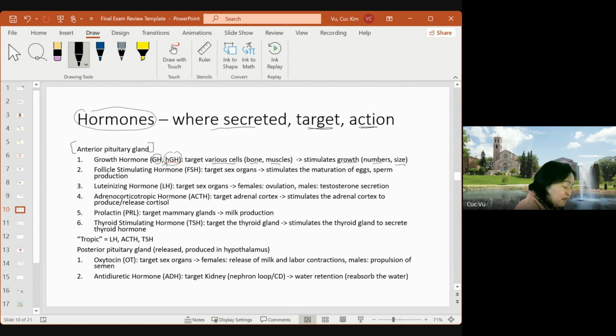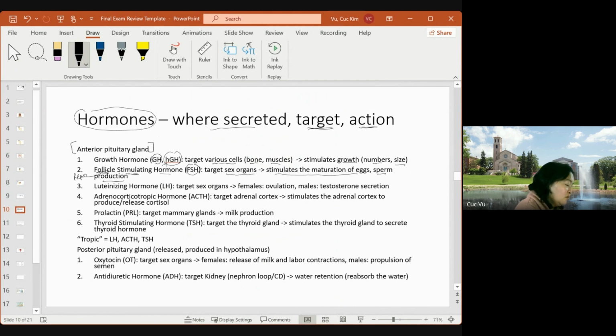Okay. Then you have the follicle stimulating hormone, FSH. And a lot of times the name of the hormone tells you what it does, right? So follicle stimulating hormone. It's a hormone that stimulates the follicles. Where do you have follicles? Well, in your reproductive system. Right? So it makes sense then, where does it target? It targets the sex organs. What does it do? It's going to stimulate the maturation of eggs, and it's going to stimulate sperm production. Okay, so that's what FSH does. So essentially it targets the ovaries and testes.